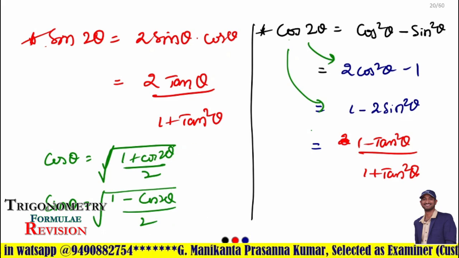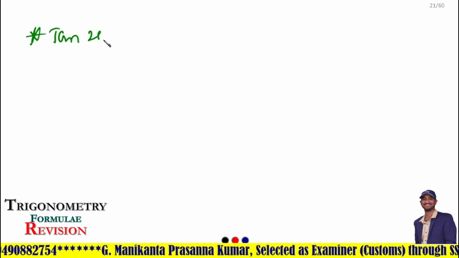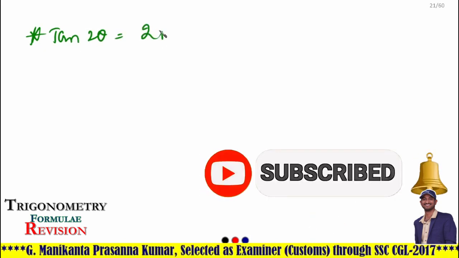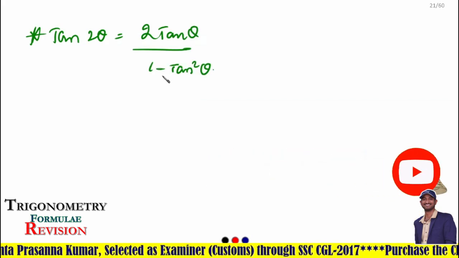Okay. Next, what about tan 2 theta? Tan 2 theta is sin 2 theta by cos 2 theta. So it is equal to 2 tan theta by 1 minus tan square theta.